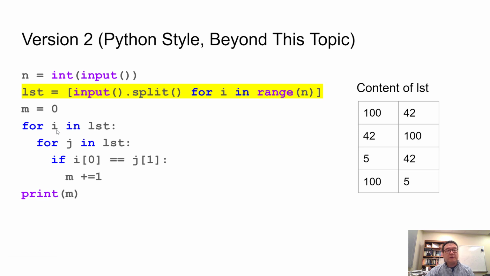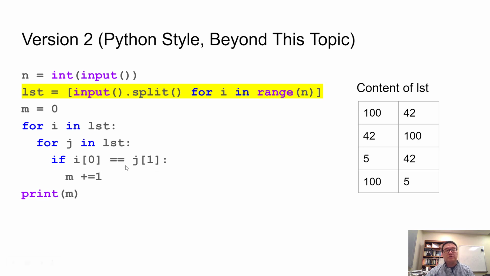Oh, also, by the way, here the list i and j items, the loop variables i and j, will be instantiated with each of these lists of 2 items. So i will take the value of the list with 1 and 42, and then the second time i will take 42 and 100. So here i and j are not integers. Instead, they are lists of 2 elements. That's why this syntax makes sense.